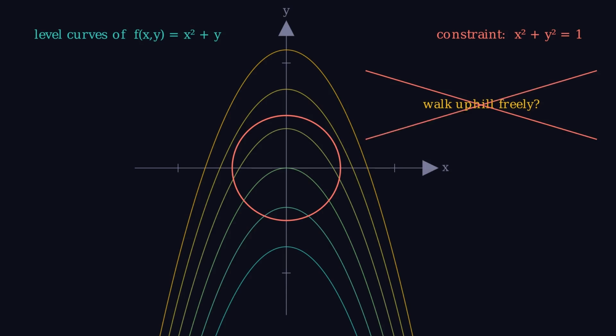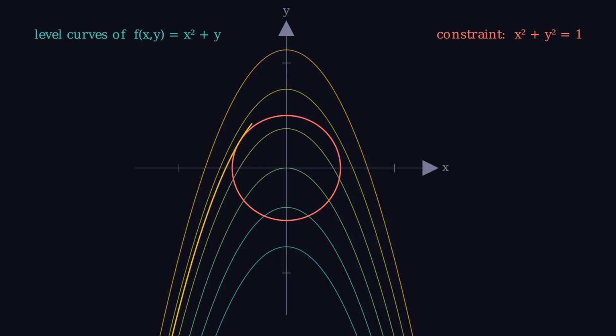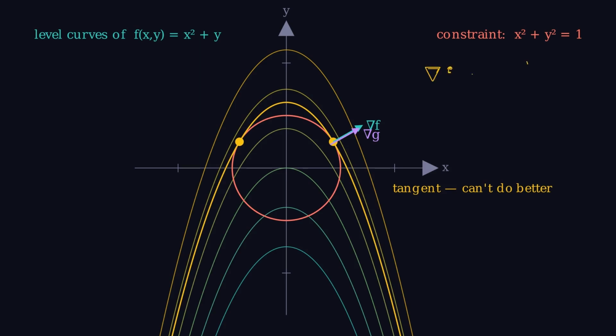Well, let's look at the level curves of f. Higher curves mean better values. You want the highest one that still touches your constraint. At the optimum, that curve doesn't cross the constraint, it just touches it. They're tangent. Gradients are perpendicular to those curves. So if the curves are tangent, their gradients must point in the same direction. That gives us the condition del f is equal to lambda del g. Lambda is just a scaling factor.